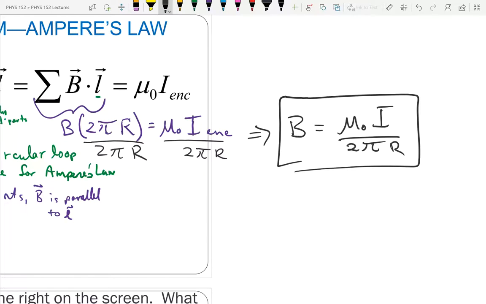So that's the simplest application of Ampere's law. And you use that over and over on the homework assignment that's due tonight, right? And like I said, I assume you just looked at the equation. It's a simple equation. But I want you to see where it comes from.